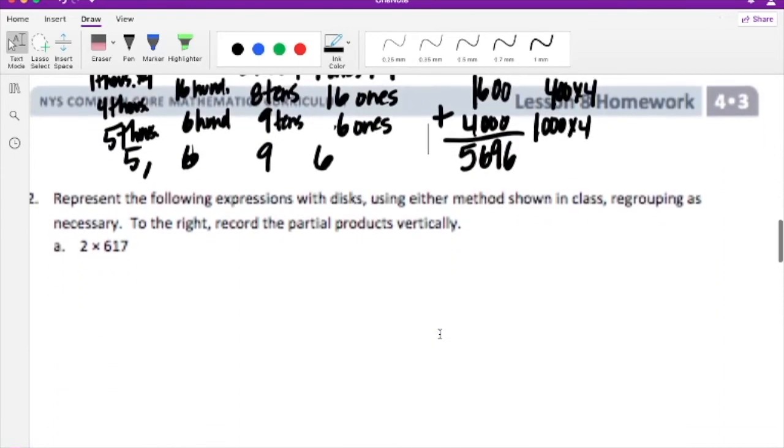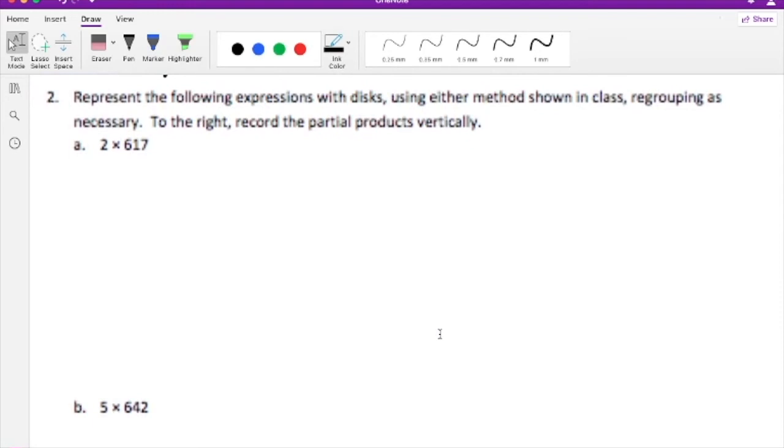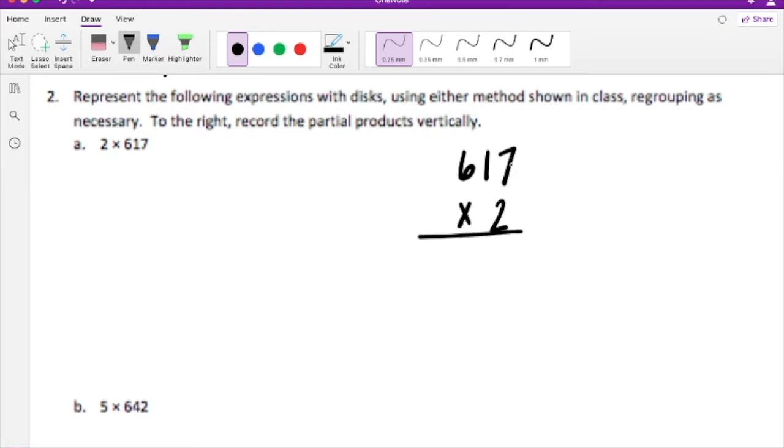So I'm going to show you a different way where you just record the product. So we would start with the partial products, vertically, that up and down, and then we'll record the product on the place value chart and show the regrouping that way. All right, so let's start first with the partial product. That's 617 times 2. We would first multiply the ones times 2.